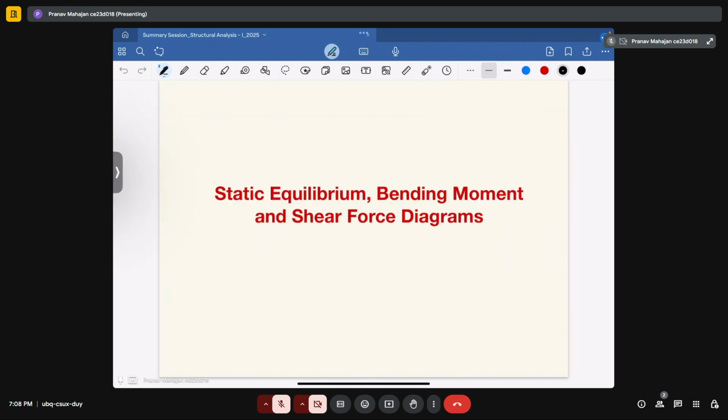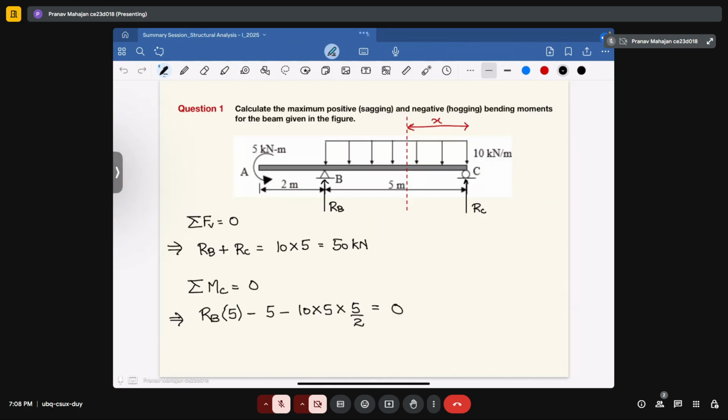So in the first week, we started with fundamentals from the strength of materials. We started with static equilibrium, wherein we have seen how to calculate bending moment and shear force diagram for different structures. Okay, so let's see one problem.